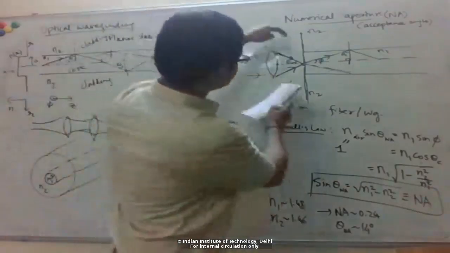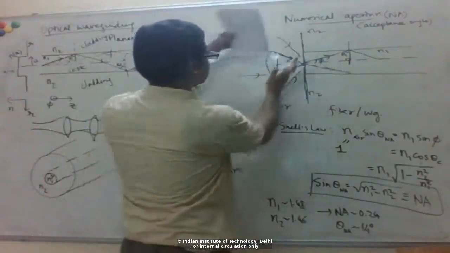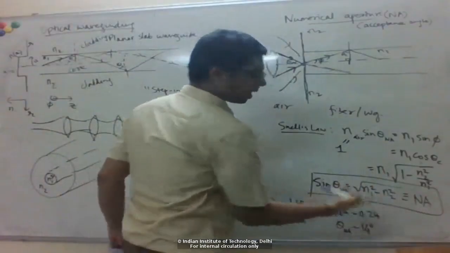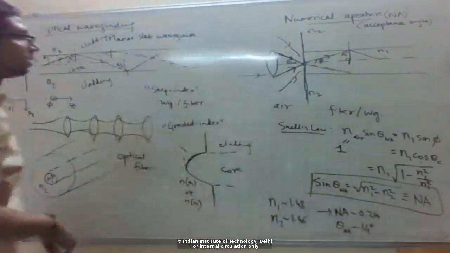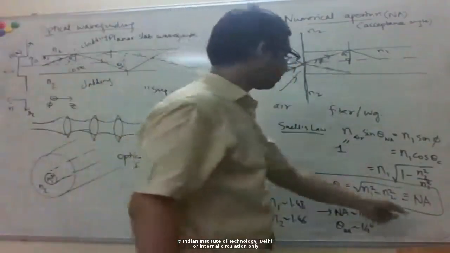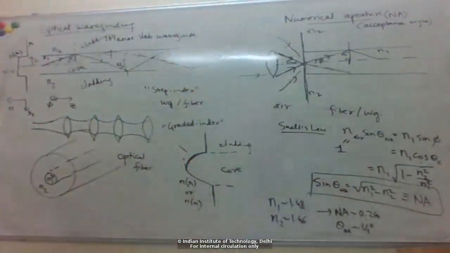Right. So if you want to increase the acceptance angle, so if I want to collect more light like this, you can see that the difference between n1 and n2 should be larger, right? So if the index contrast between the core and cladding is larger, then you have a higher NA, and the acceptance angle is more, right?